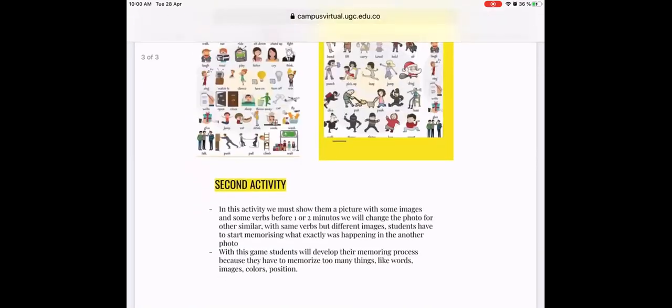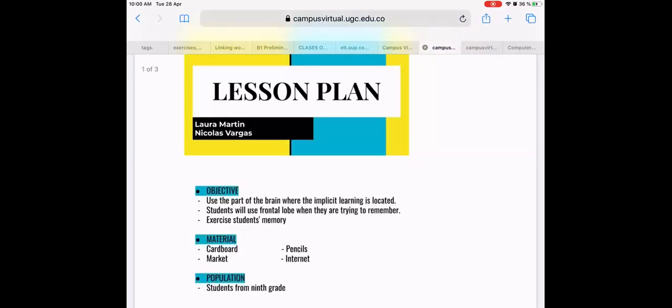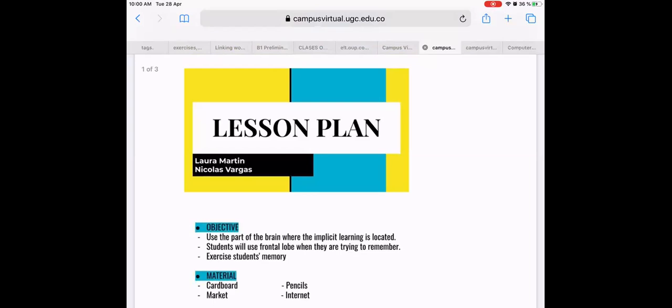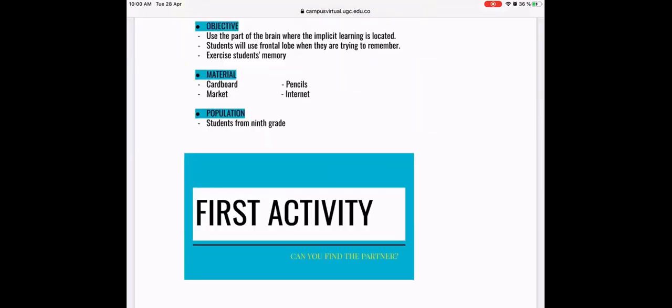Okay, our activity has three objectives. The first one is to use the part of the brain where the implicit learning is located, and the students will use the frontal lobe when they are trying to remember and exercise student memory. Okay, as I said before, we have two different activities. In these activities, you are going to use your memory, and you are focusing on that.